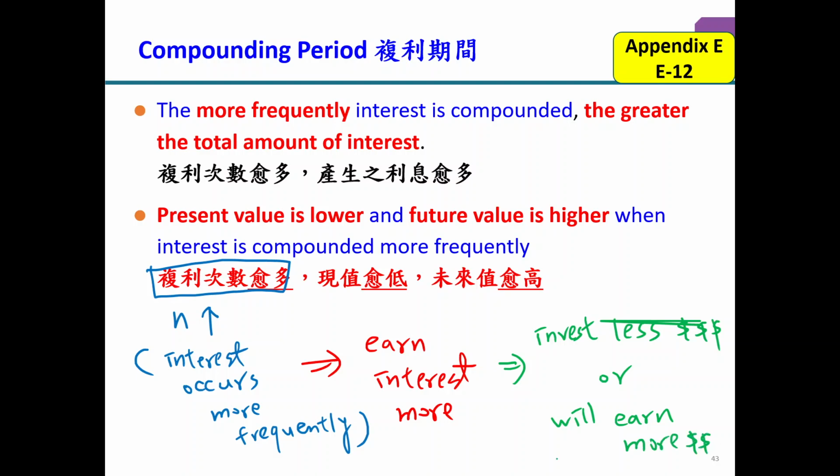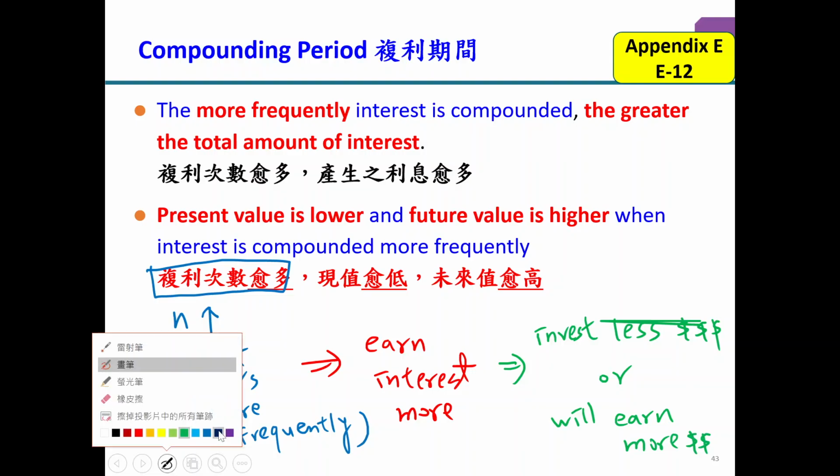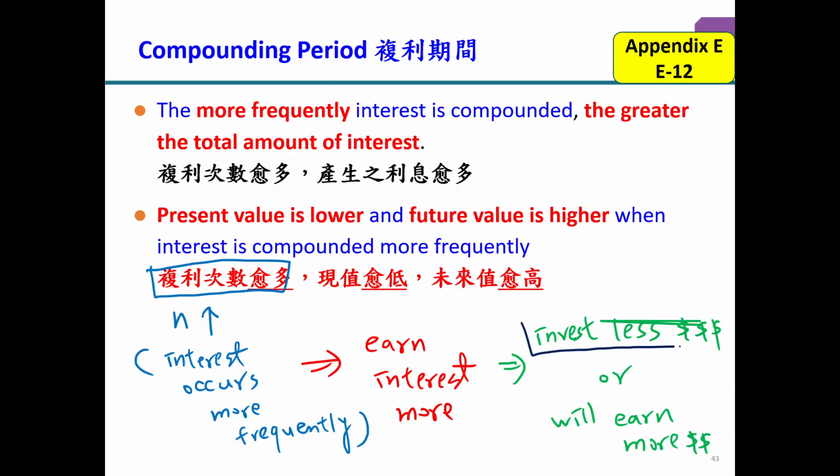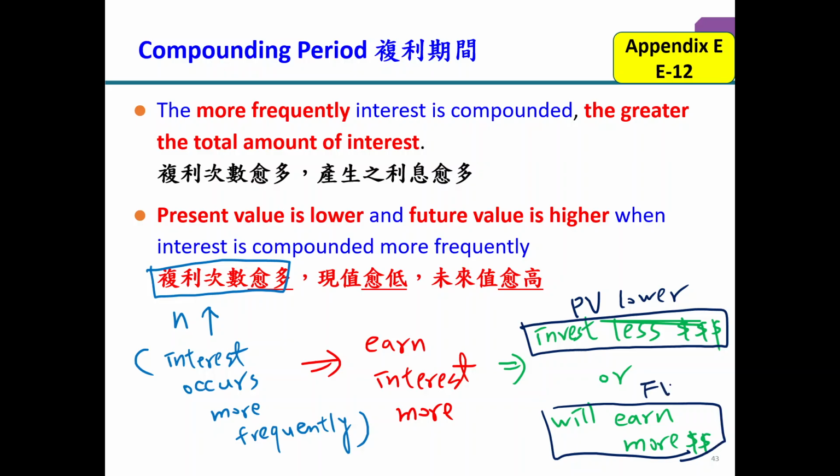Okay, so when you can invest less money, it means your present value should be lower. When you can earn more money back, it means your future value should be higher. So it depends on you. The key point is right here. During the process, you earn more interest. Okay.